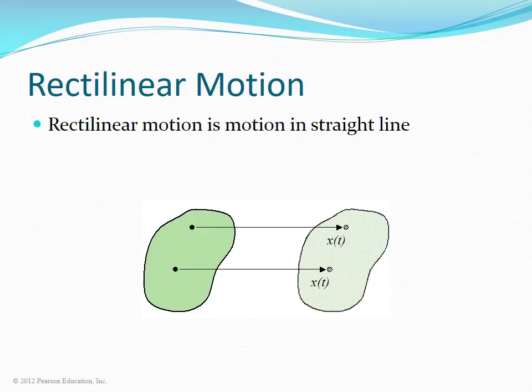If a body moves so that every particle of the body follows a straight line path, then the motion of the body is said to be rectilinear. Any two particles of the body travel the same distance in the same time along two parallel straight lines. In the figure, x of t represents the position of the particles along the direction of motion as a function of time t. Given the position of the particles, x of t, we can calculate the displacement, velocity, and acceleration.